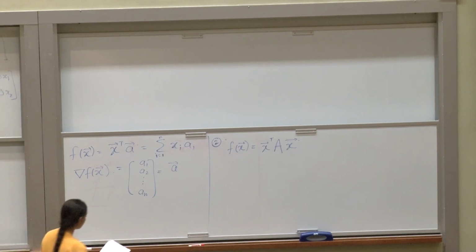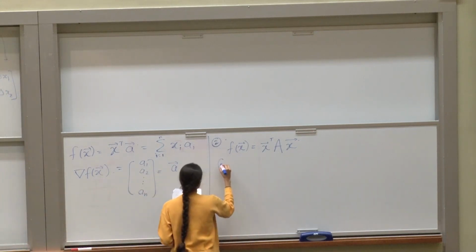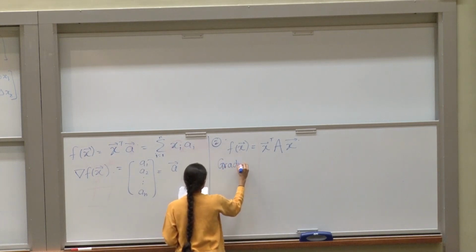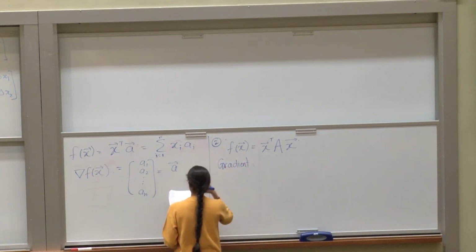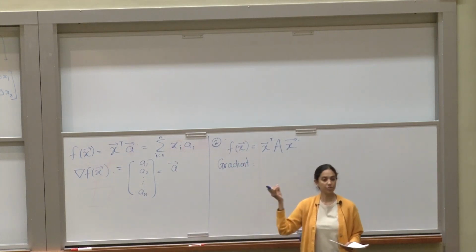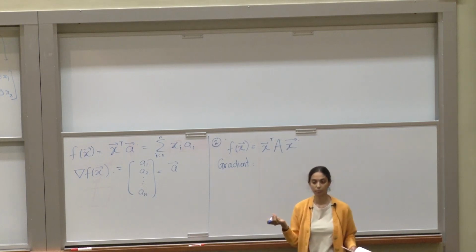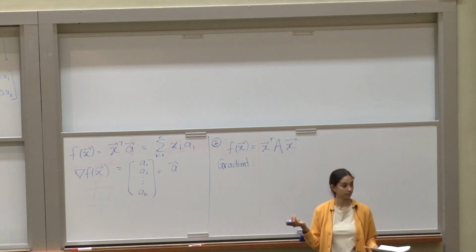Oh, okay, let's do it out together. Okay, so to find the gradient, what do we want to do? We want to basically find entry-wise what is the derivative of this with respect to all of the entries of x, right? X has components x1, x2 up to xn.